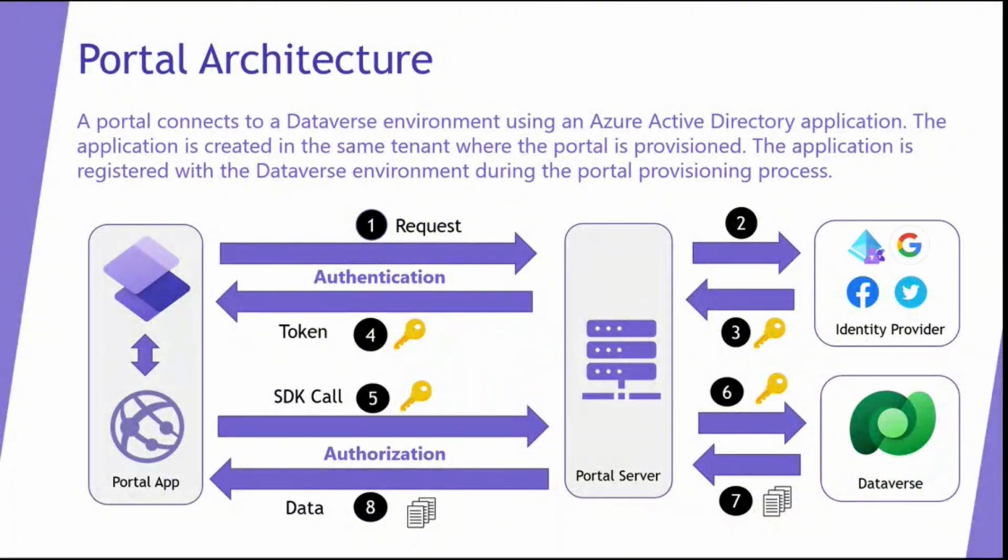Now your client application has the token. In the fifth call, you call the SDK. It's a web API call. It's a Dynamics 365 SDK call along with that token, and then it performs the operation in the Dataverse. Now Dataverse gives the response back to your portal app. So this is the way you can perform the transaction in the Dataverse.